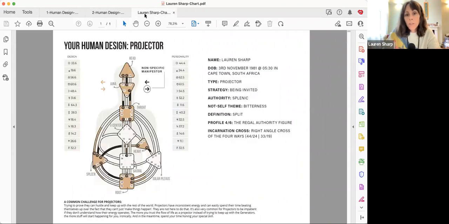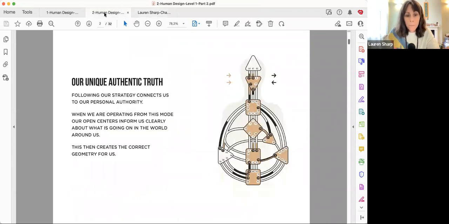So if I look at my chart, I can see authority is splenic. So that means my place where I make my decisions is in my spleen. And yours will show your authority, or if you're looking at other people's charts, you'll see that it's different on each of them. So when we do that, we operate from a mode where our open centers tell us what's going on and they're informing us correctly. And that then allows us to make decisions that are in line with what's good for us.